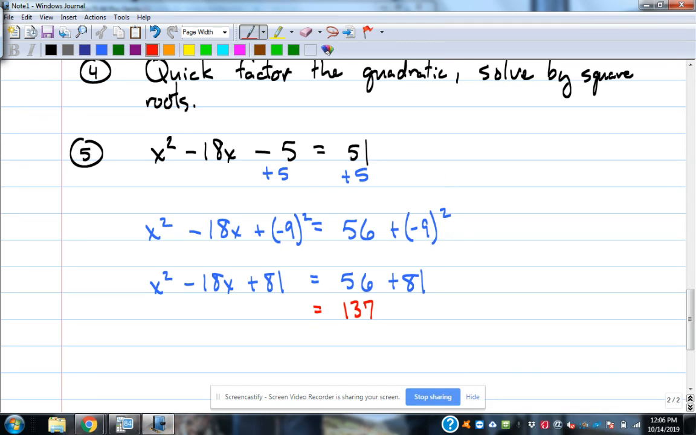On the left-hand side, here's the beautiful thing that happens. Because we completed the square on this, it will factor. If I did the x method on this, what are two numbers that multiply to be 81 and add to be negative 18? Negative 9 and negative 9. So the factors would be x minus 9 and x minus 9. The same factor twice. What's another way of writing that?